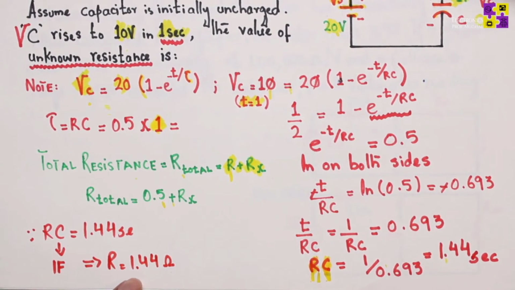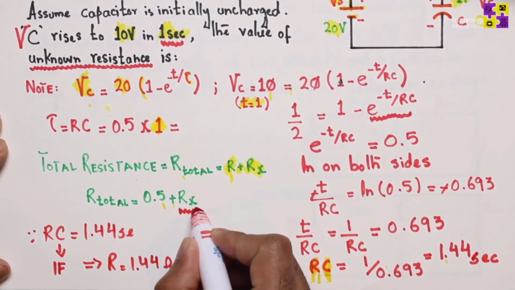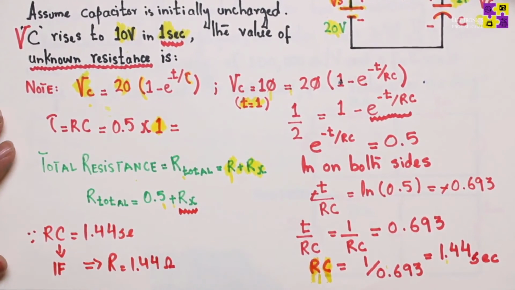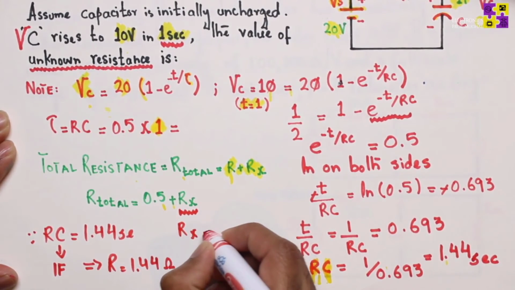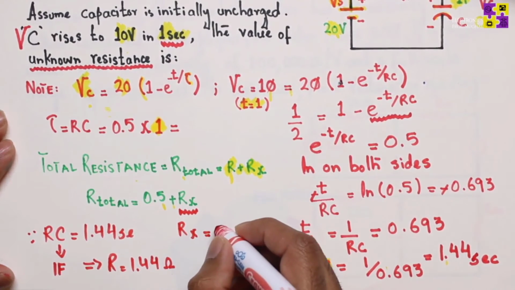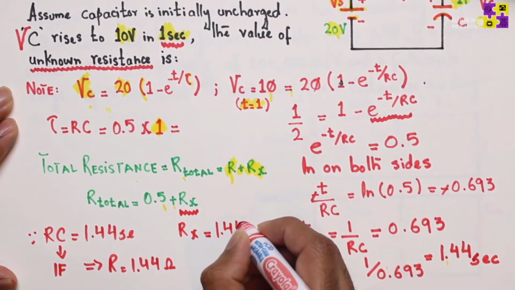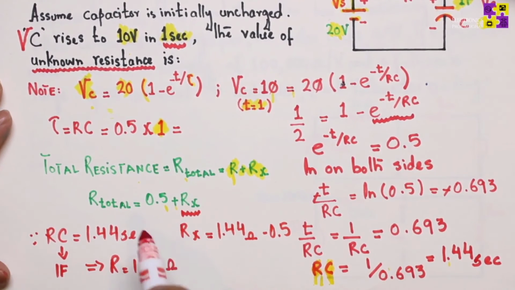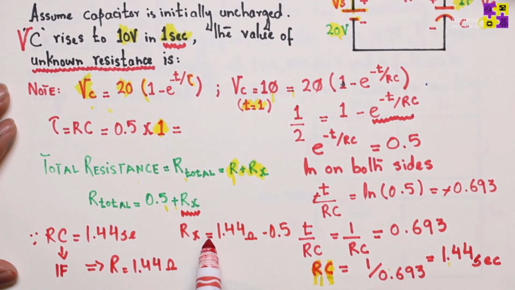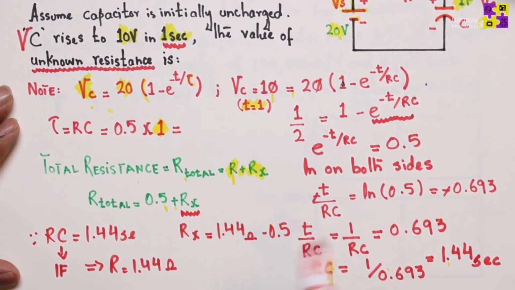And remember, this 1.44 ohms is the total resistance. We have to find out Rx, which is the internal resistance of the battery. Hence, I can transform this equation above. Rx equals 1.44 ohms minus 0.5. Rearranging, taking the 0.5 to the left hand side, minus 0.5, and then flipping it.